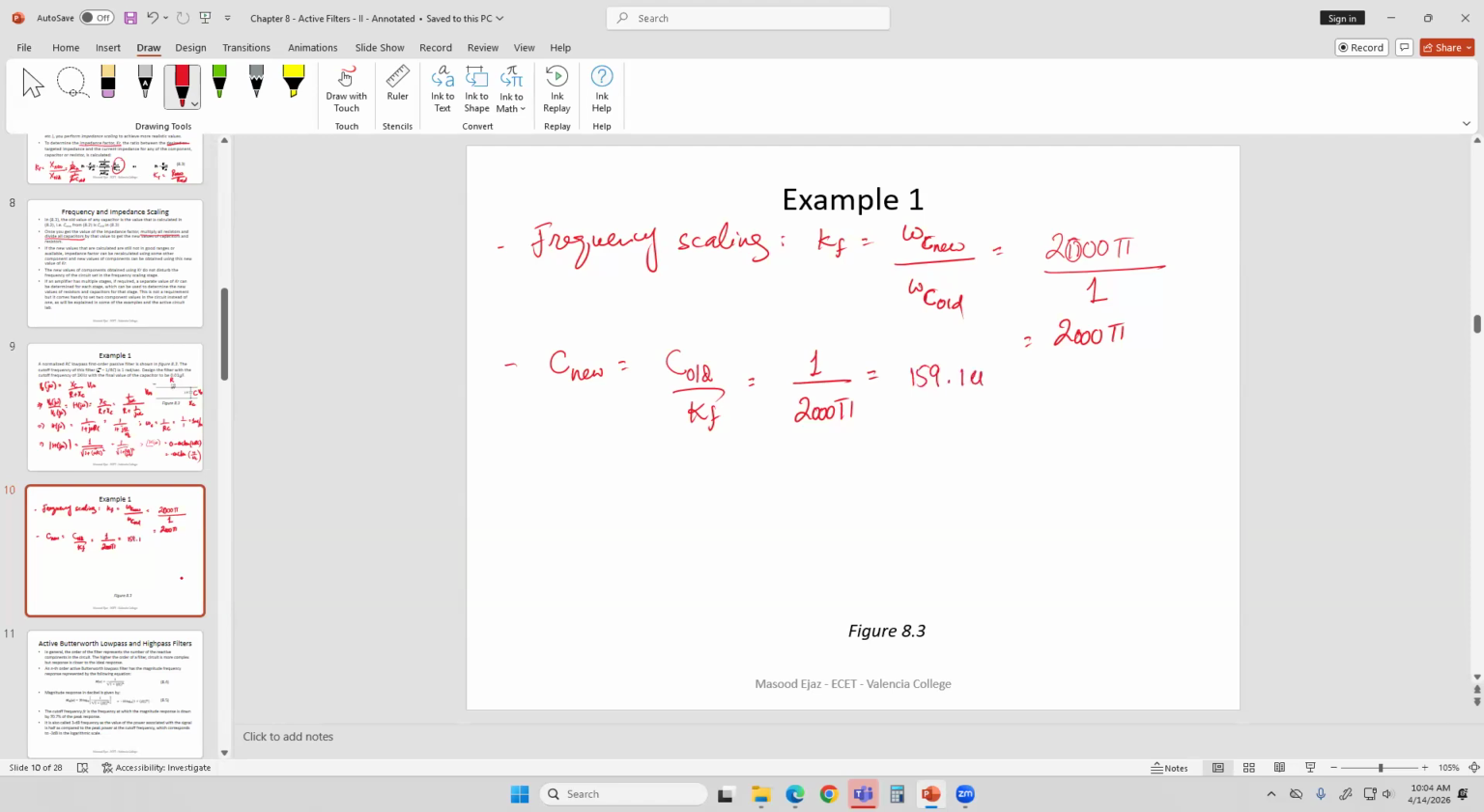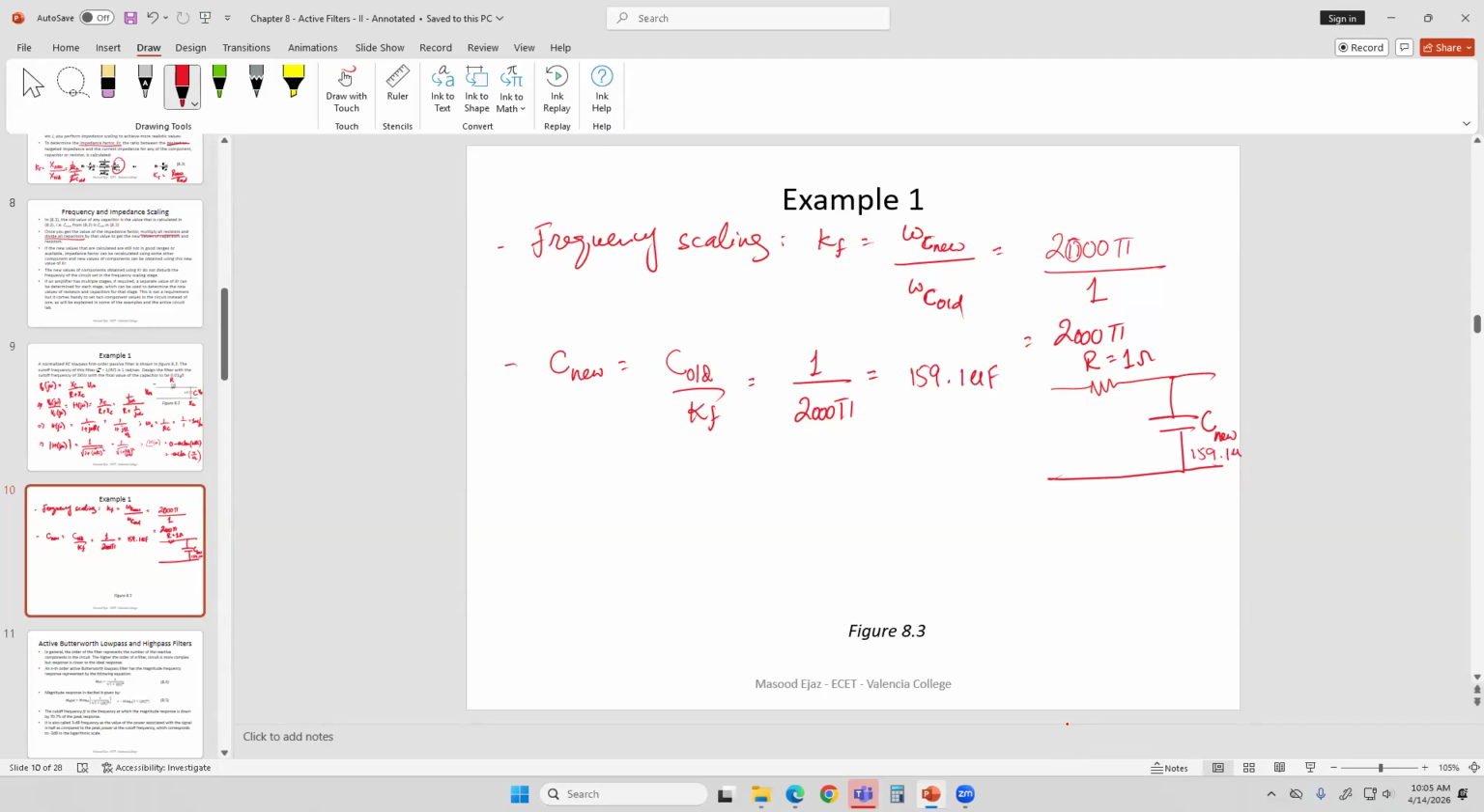159.1 microfarad. Okay. So now your circuit has the new value of the capacitor that you have, this one, and the old value of the resistor. So this is 1 ohm, and this is 159.1 micro, for input and output.